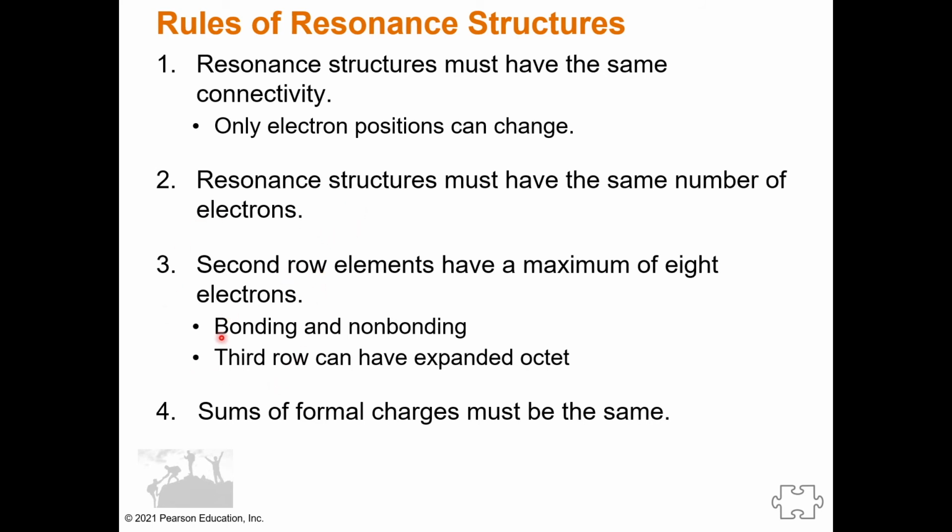In regards to expanded octets, the same rule applies. Any elements in the third row or below would have an expanded octet. And following through with our unofficial step 5 regarding formal charges, the sums of the formal charges in each resonance structure should be the same.